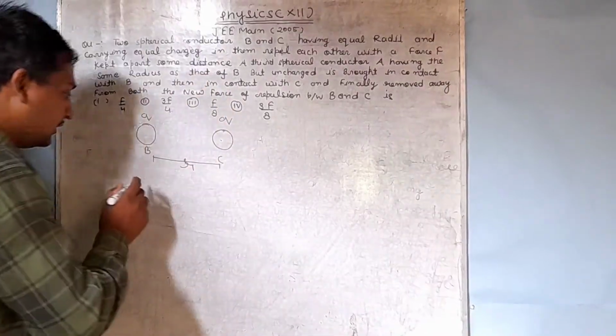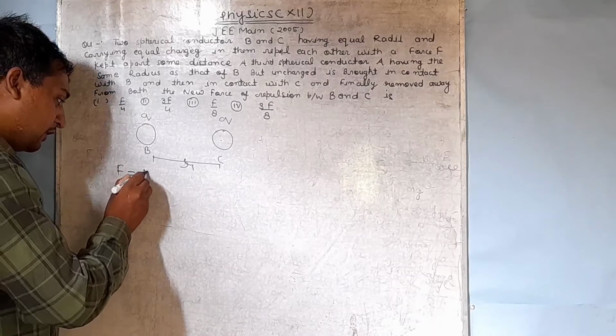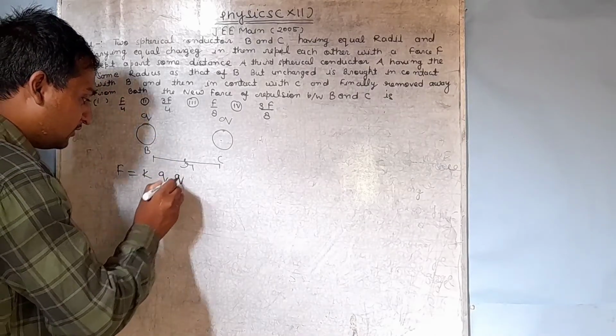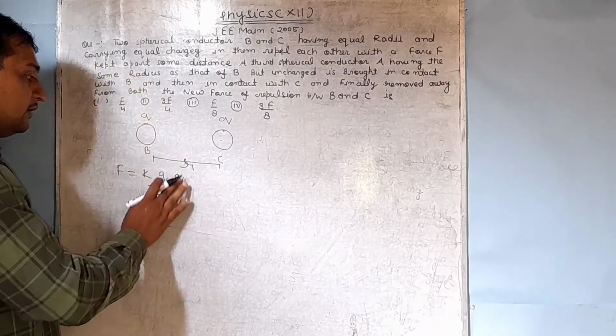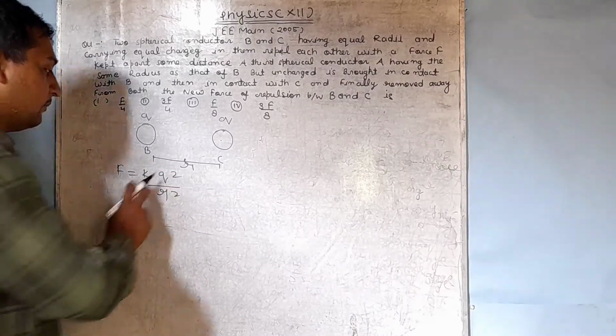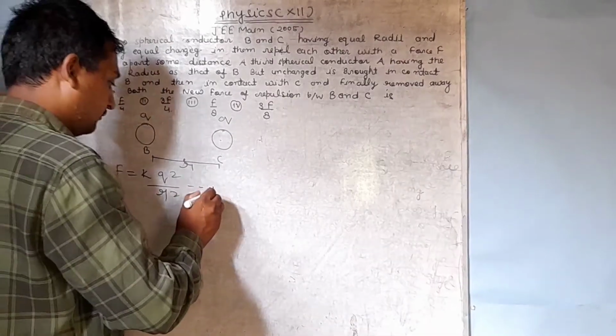Now we will see what is given in the question. The force of repulsion between them, F, is equal to K into Q1, which is Q, into Q2, which is also Q, upon R square. So that is written as K Q1 Q2 upon R square. Q1 into Q2 is Q square, so F = KQ square by R square. So this is equation number 1.